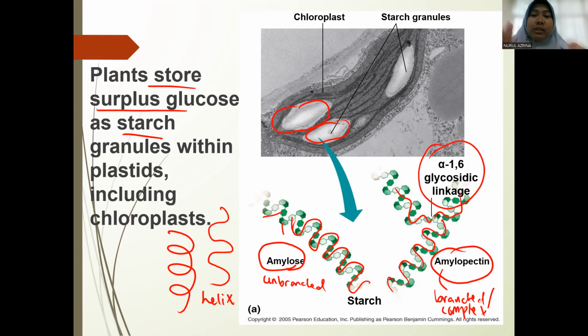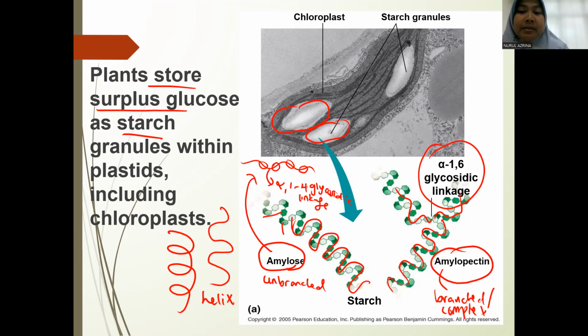Okay? So meaning to say here, if we are talking about amylose, ingat je, amylose dia linear. So bila linear, gula 1 gabung dengan gula 2, gabung dengan gula 3, gabung dengan gula 4 and so on. So ikatan yang terbentuk kat sini hanya satu jenis ikatan saja, iaitu alpha 1,4 glycosidic linkage. Satu jenis ikatan sahaja.